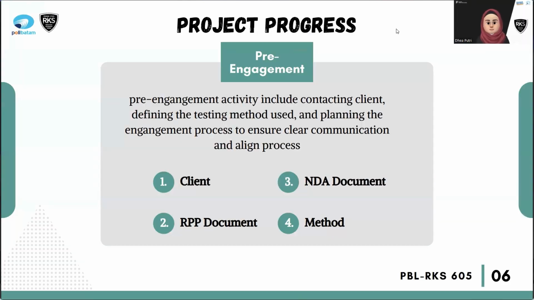Pre-engagement. In this phase, we communicate with the client, define the testing method, and plan the engagement process to ensure clear communication and smooth collaboration. The main activities include: contacting the client, preparing the RoE document, signing the NDA document, and lastly, determining the testing method. This phase is important to make sure the project runs legally, clearly, and professionally. Next will be explained by my team.